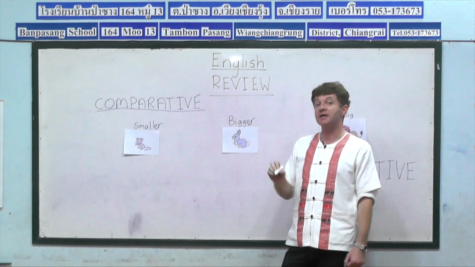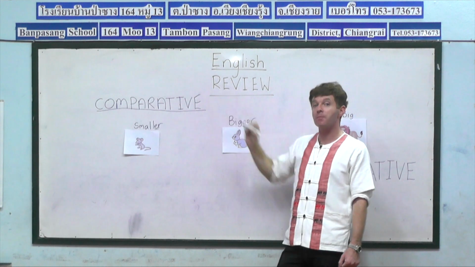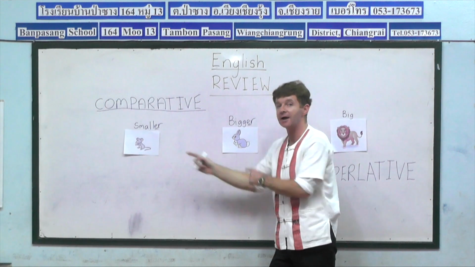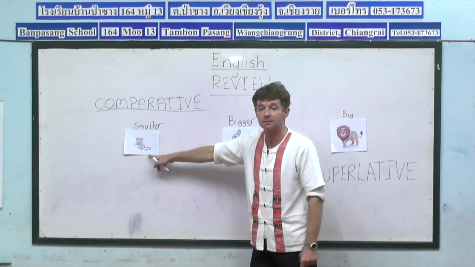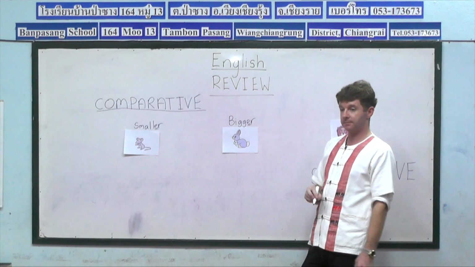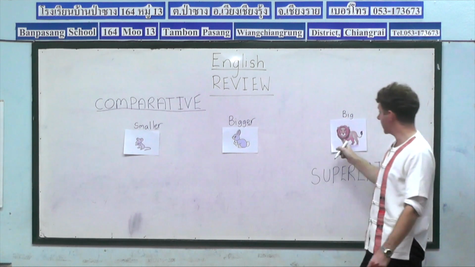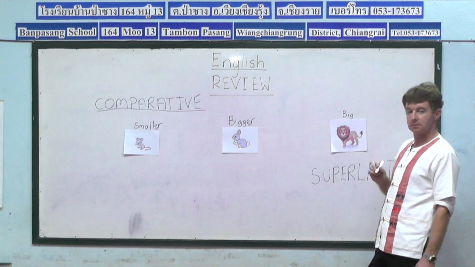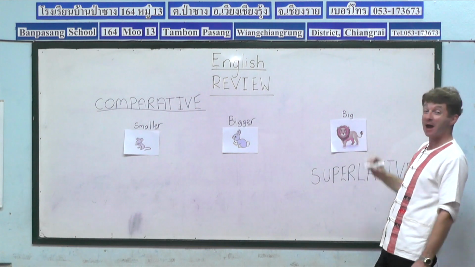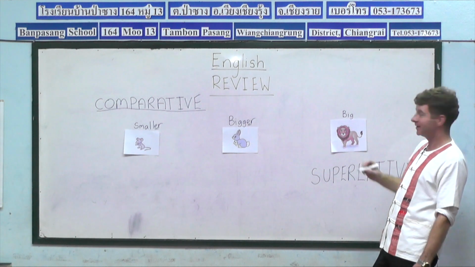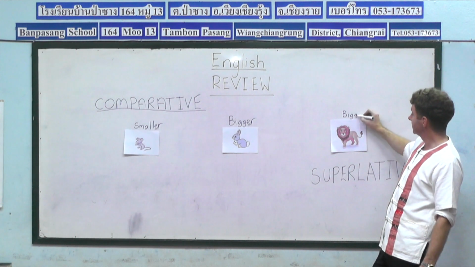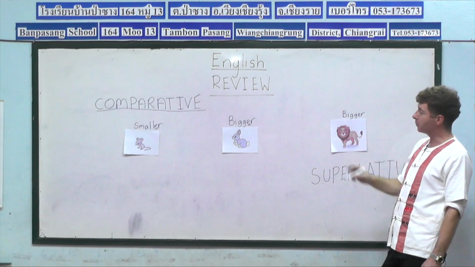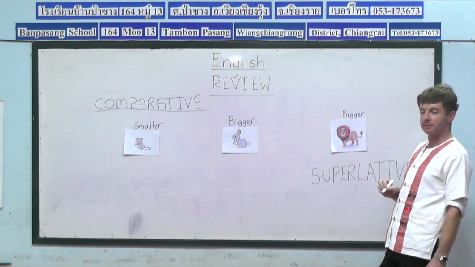Smaller. You see how we turn the adjective into comparatives? Because what comparative means is we compare the animals. Smaller, bigger. Okay. Now, what about the lion? Is the lion bigger than the rabbit? Yes, it is. So how do we spell bigger? B-I-G-G-E-R.